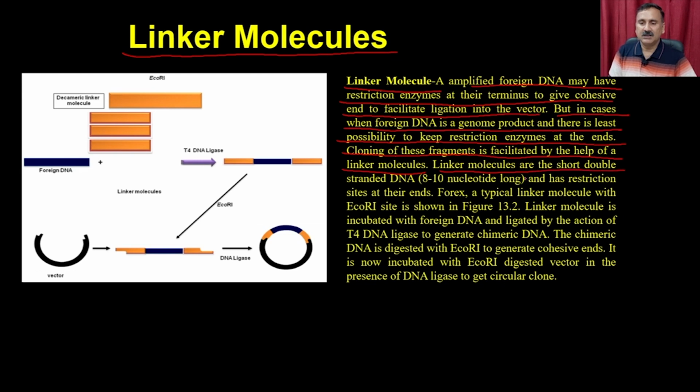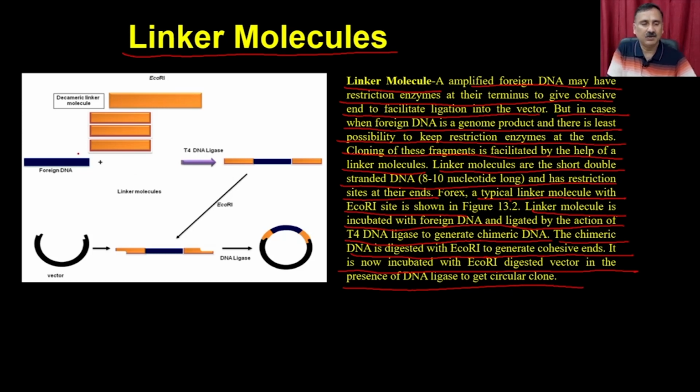Linker molecules are short double-stranded DNA and have the restriction site at their end. For example, a typical linker molecule with an EcoR1 site is shown in this figure. Okay, so this is what you are going to see. The linker molecule is incubated with the foreign DNA and ligated by the action of T4 DNA ligase to generate the chimeric DNA. The chimeric DNA is digested with EcoR1 to generate the cohesive ends, and it is now incubated with EcoR1 digested vector in the presence of DNA ligase to get the circular one.